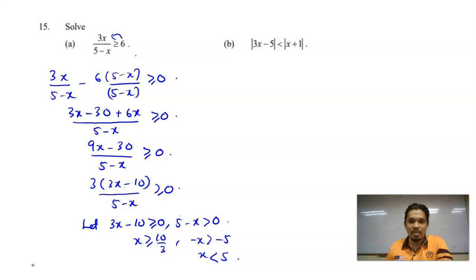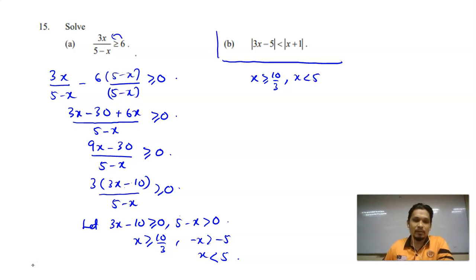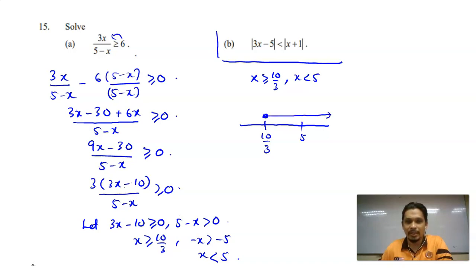Okay, I need a space for this question. Now, for this one, x greater than or equal to 10 over 3 and x less than 5. Do you find any sign of and or or here? No. So it means that we are going to come up with a number line: 10 over 3. 10 over 3 is 3.33 something, so it's less than 5. 10 over 3 and 5. Greater than or equal, and this one is less than.